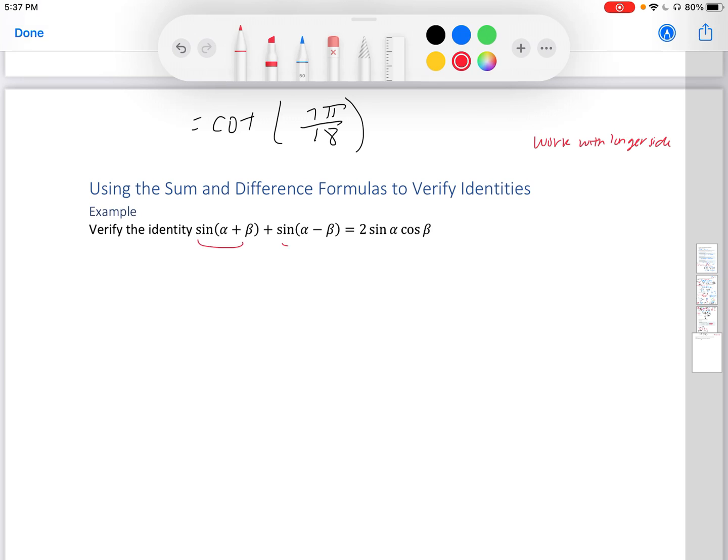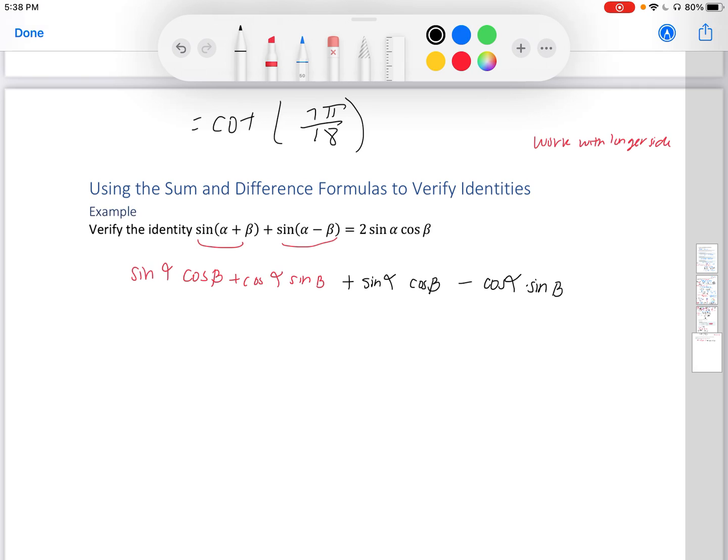Let's start off by expanding these values. So sine of alpha plus beta is sine of alpha times cosine beta plus cosine alpha sine beta. That's my first one. And I have plus, and then I have sine of alpha minus beta, and the formula for that is sine of alpha cosine beta minus cosine alpha times sine beta.